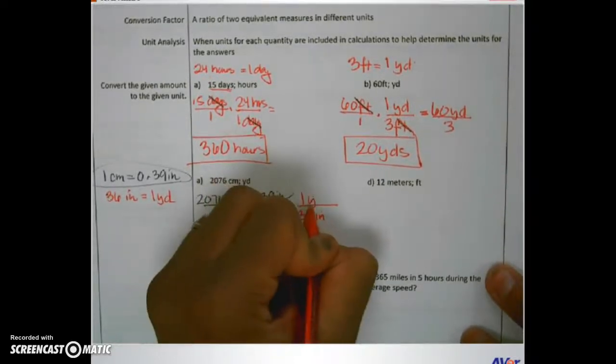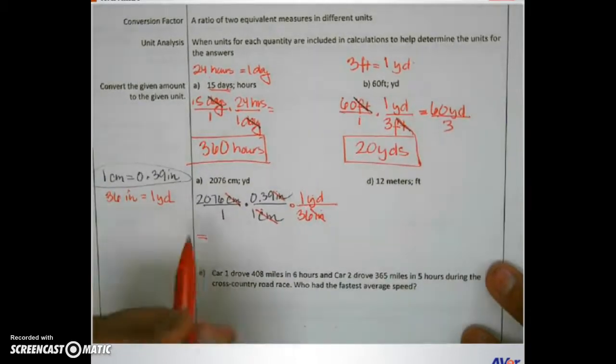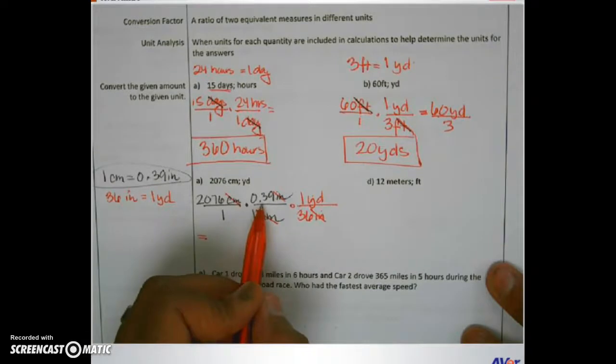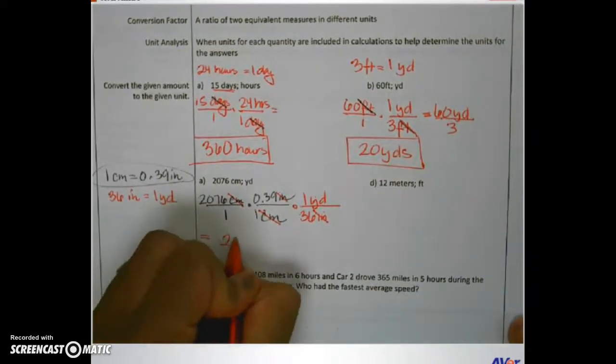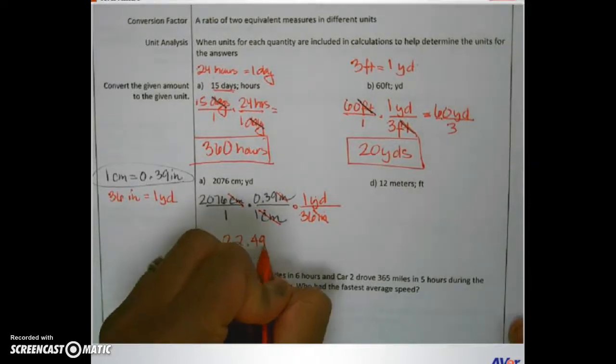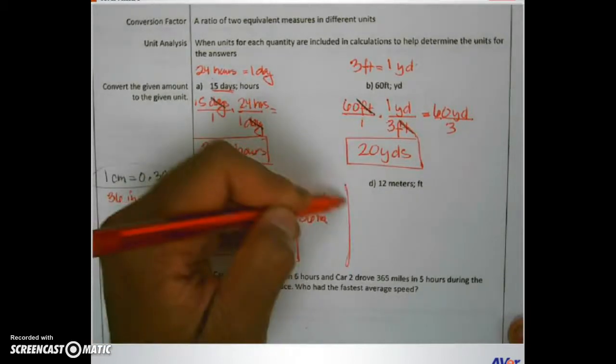36 inches, 1 yard. Cancel, cancel. Then you use your handy and dandy calculator, 2076 times 0.39, and then divide that by 36, and you're going to get 22.49 yards. All right.